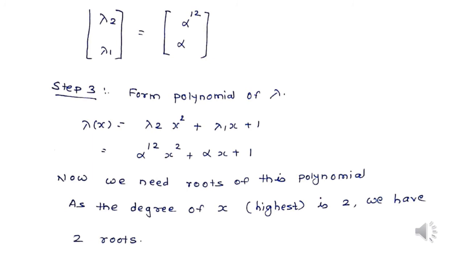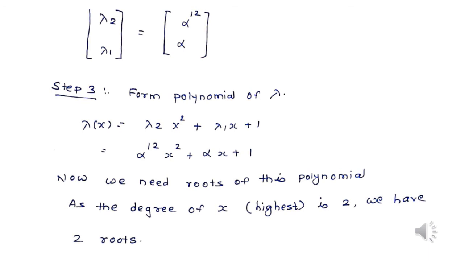Now the last step is to form the polynomial of lambda. Now you got two values of lambda. So your polynomial is lambda 2 x square plus lambda 1 x plus 1. That 1 is always implied. Suppose you have 3 values, lambda 3, lambda 2 and lambda 1. Then your polynomial will be lambda 3 x cube plus lambda 2 x square plus lambda 1 x plus 1. So again you see the 1 is implied here, right? So there are 2 values, so our polynomial is lambda 2 x square plus lambda 1 x plus 1. If you put the values, it will be alpha raised to 12 x square plus alpha x plus 1.